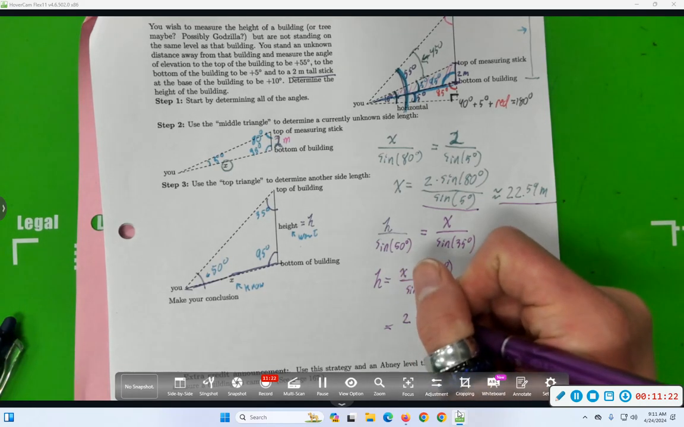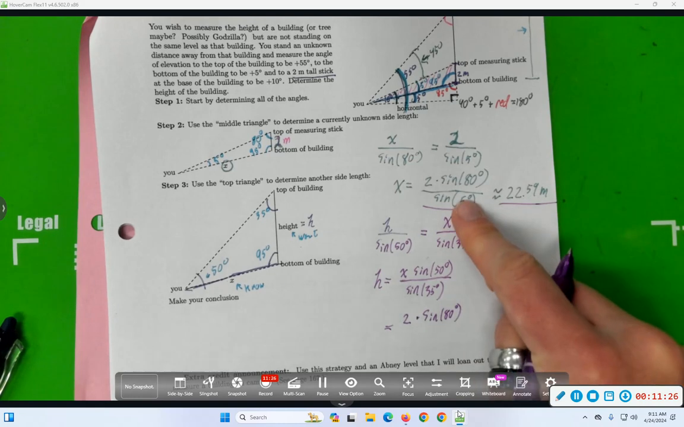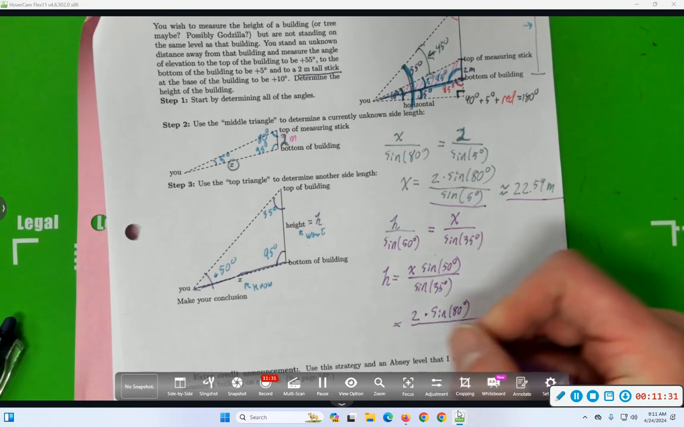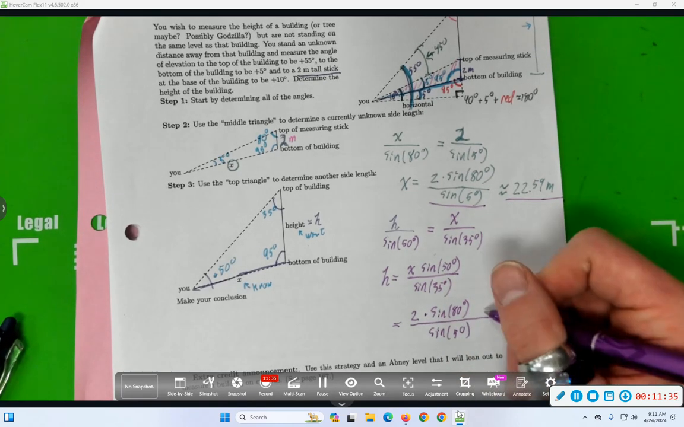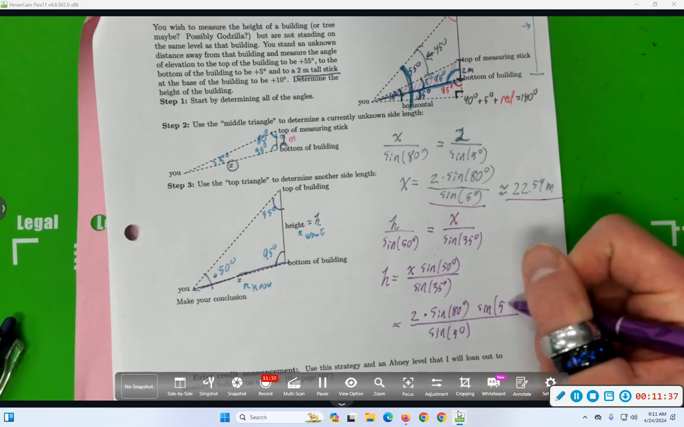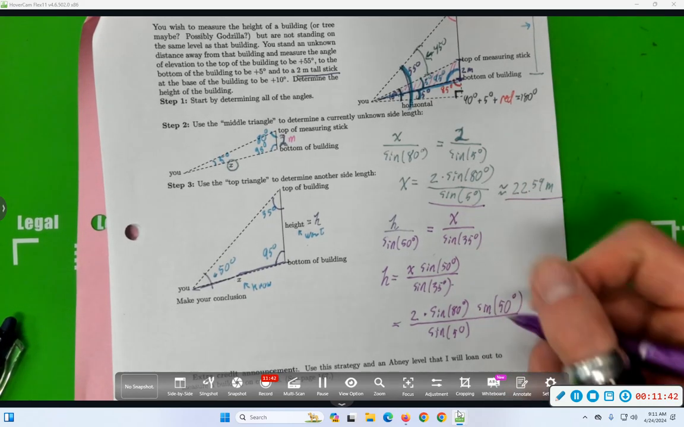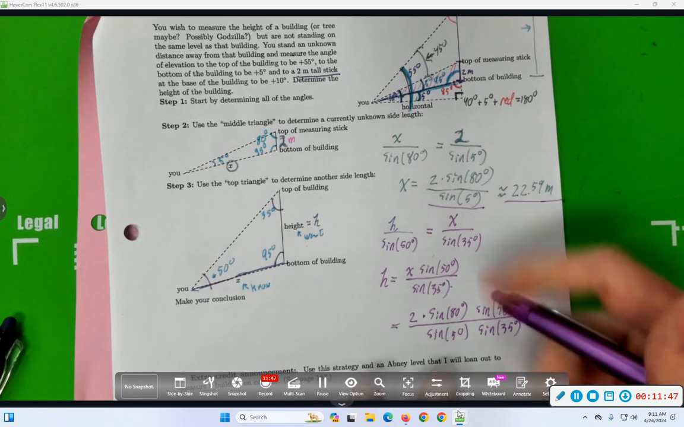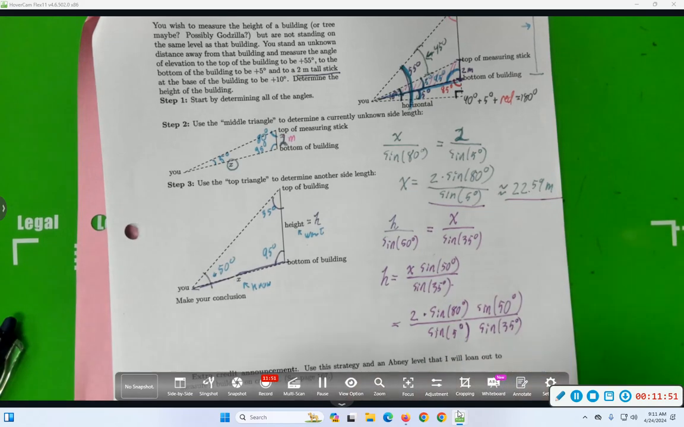I think I wound up with 2 times the sine of 80 degrees, divided by the sine of 5 degrees, and this is all multiplied, so I can just put that sine of 5 degrees in the denominator. Multiplied by sine of 50 degrees, all over sine 35 degrees. And that degree sign next to that 5 is a little bit too big. I plugged that all in correctly?